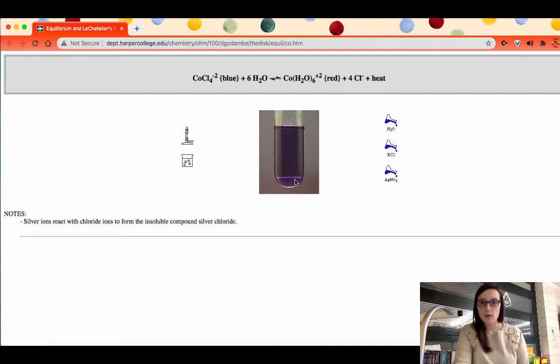So right now it's purple, which makes sense because you have some reactants and some products. So you have blue and red reactants and products mixed together makes purple. So you have a blue solution and a red solution combined in some ratio will give us this purple solution.